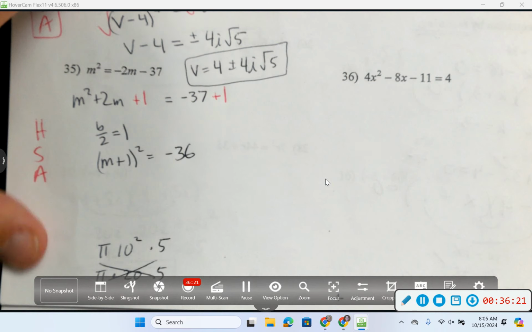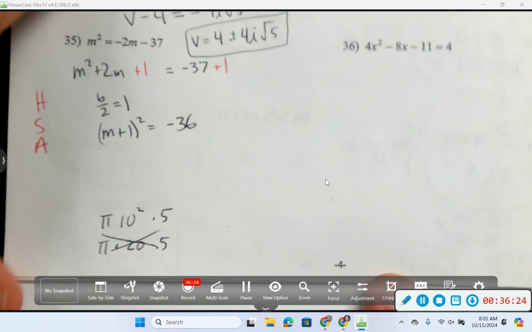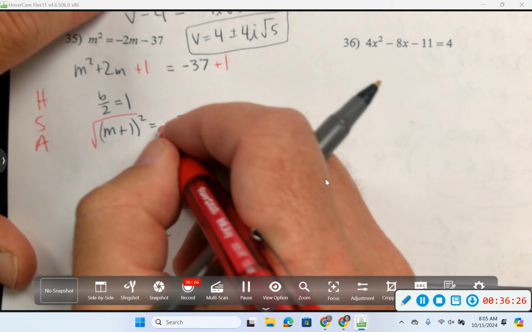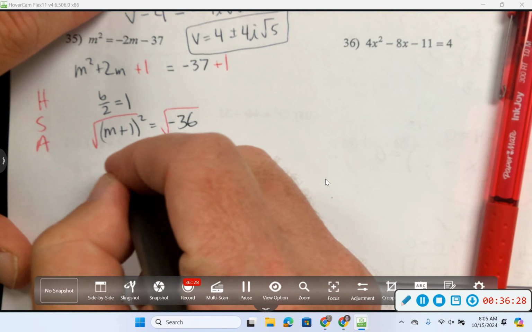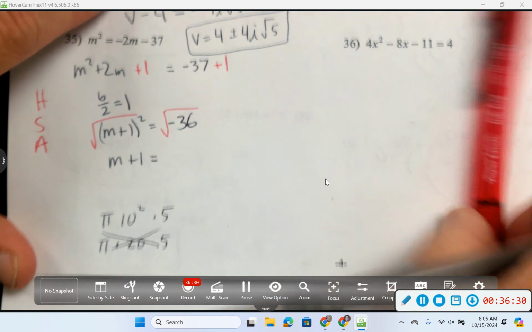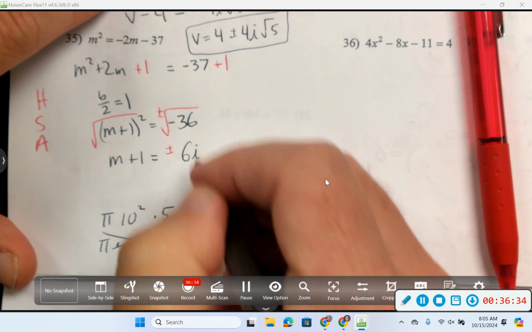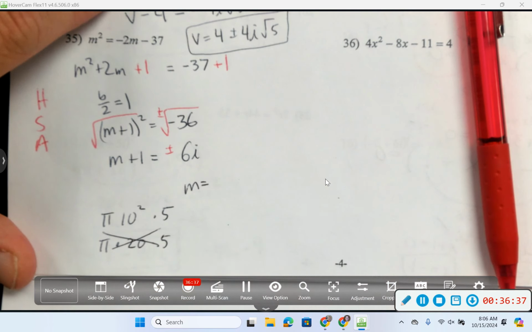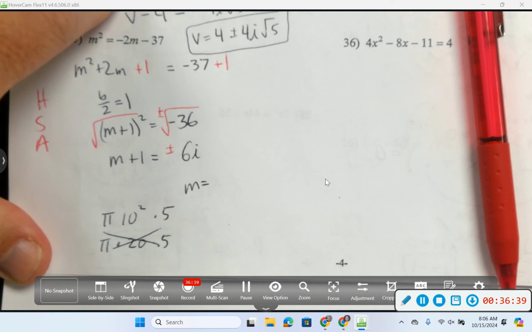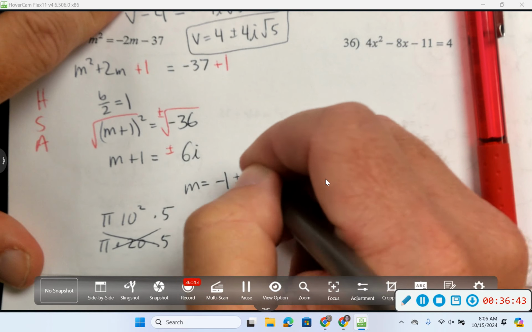Oh, this one is nice. Square root both sides. m plus 1 equals plus or minus 6i. And so I move the 1 over and it becomes negative 1 plus or minus 6i.